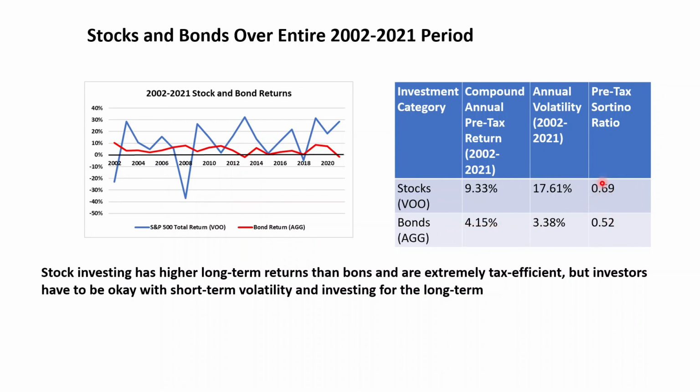So here's the risk relative to the return. Again, you're getting more return here with stocks, but you're taking more risk. Bonds, you're getting less return, but you're getting less risk. So, stock investing over the long term has higher returns, and as we'll talk about later, is more tax efficient. But you have to be okay with this volatility.